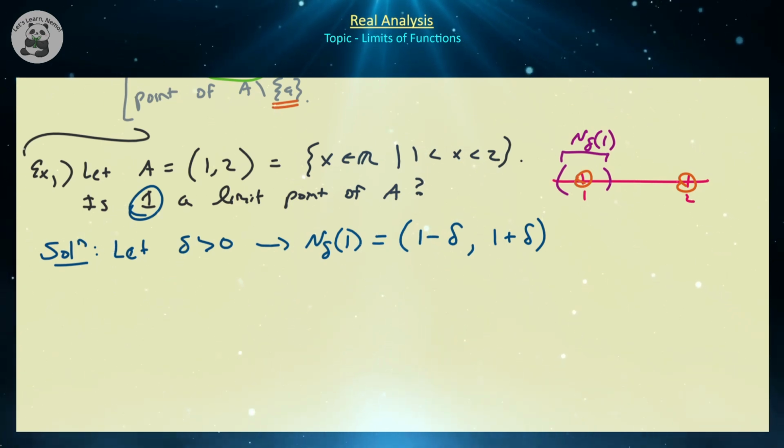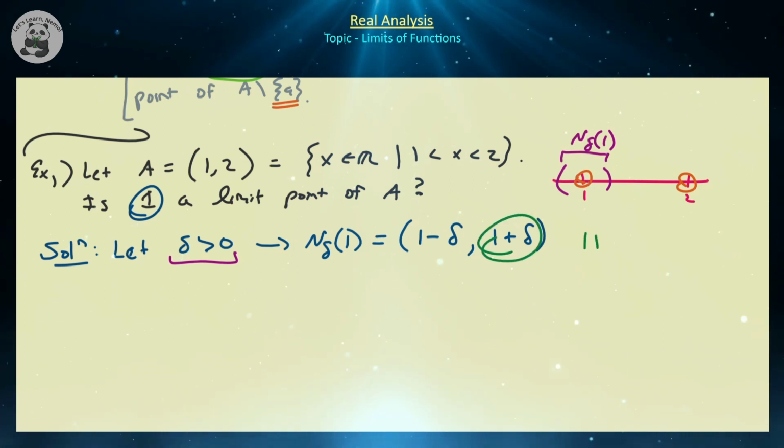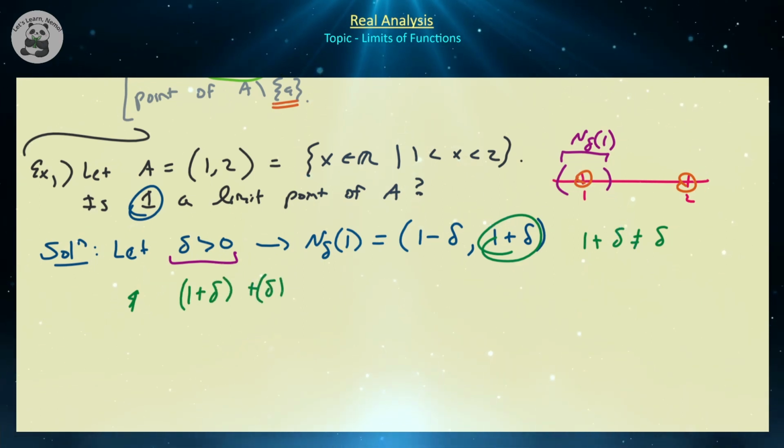Keep in mind, delta is an arbitrarily small but positive number, but indeed it is positive, right? So that means that 1 plus delta is not equal to 1, or delta, right? So 1 plus delta and delta are not equal to each other. And we do know by properties of real numbers that (1 plus delta) all over 2 is going to be strictly between.